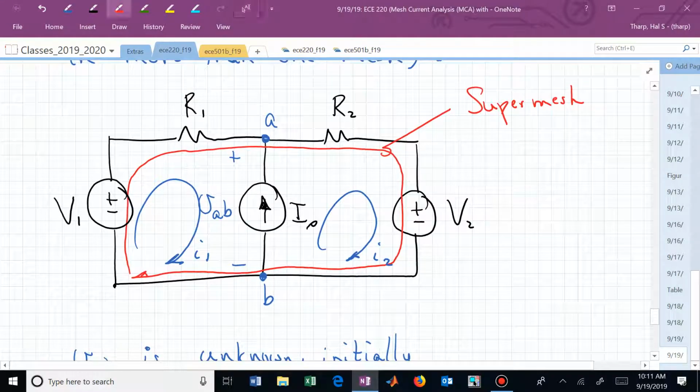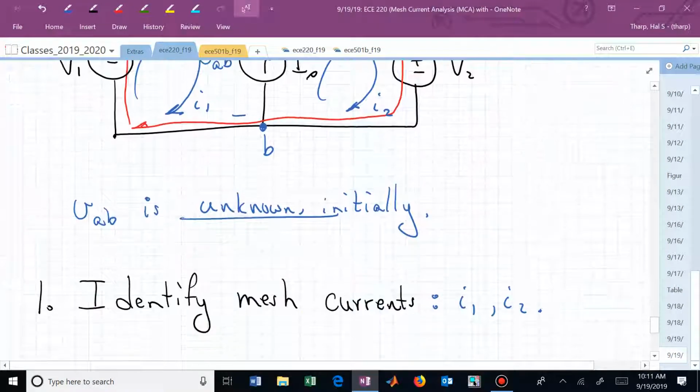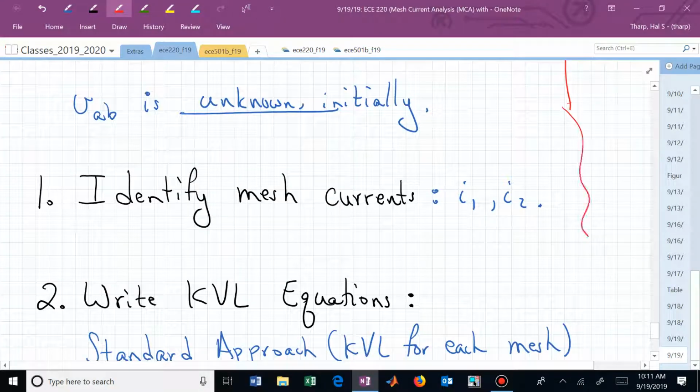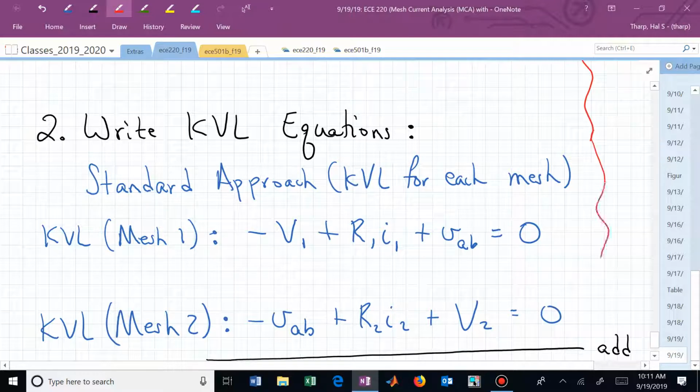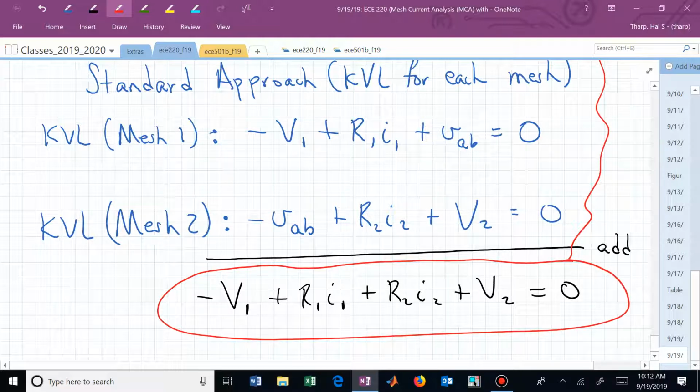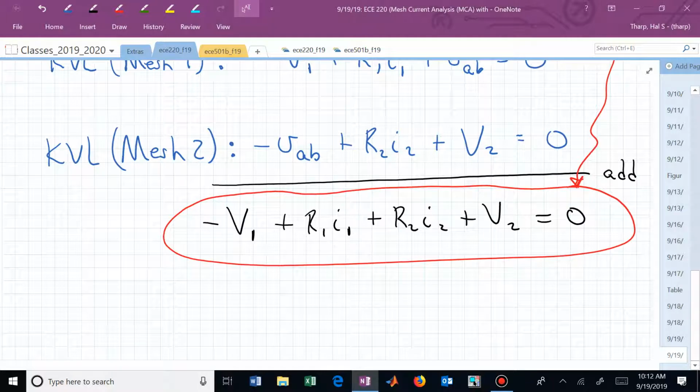And this supermesh is now what results immediately right there. And I could have avoided those first two KVL equations. I essentially obtained them by just writing a supermesh. I have now one equation and two unknowns. I need a second or another equation.